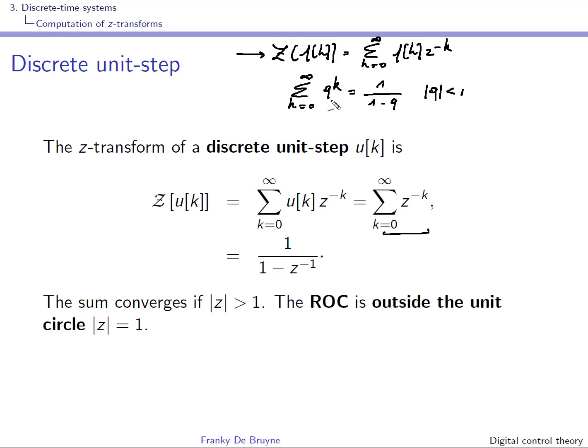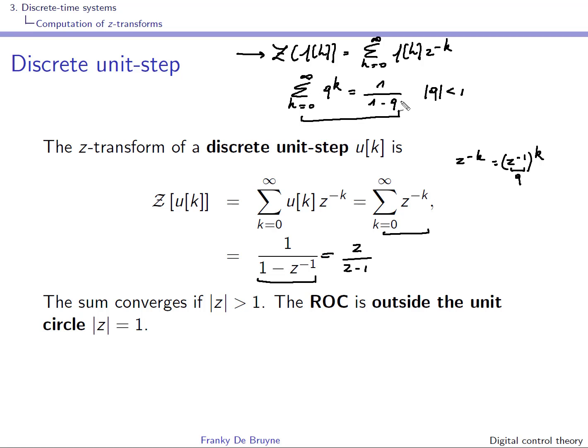And now what you can do is apply this formula. Okay, z to the minus k, you can see it as z minus 1 to the power k, right? So here q will play the role of z minus 1. So you end up with this rational function that you can rewrite also as z divided by z minus 1. You will see in the course that often we will work with the variable z minus 1, and in other cases we will work with the variable z, right?